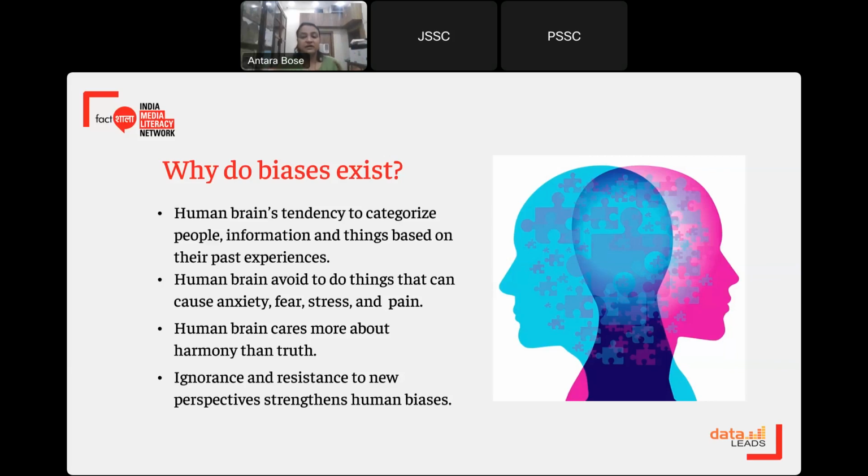Bolte hain na, sach kadwa hota hai. Truth is naked, truth is not pleasant. So the human brain cares more about harmony, because in our brain we think that peaceful, no chaos is better than believing what is true, because truth and facts can actually be very painful at times. And ignorance and resistance to new perspectives strengthens human biases.